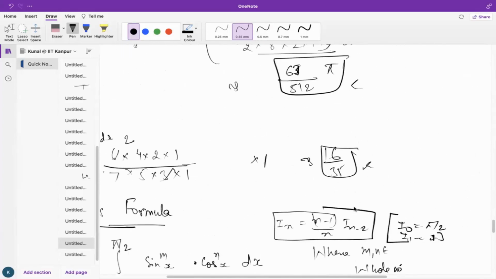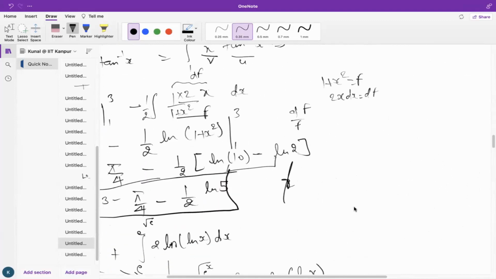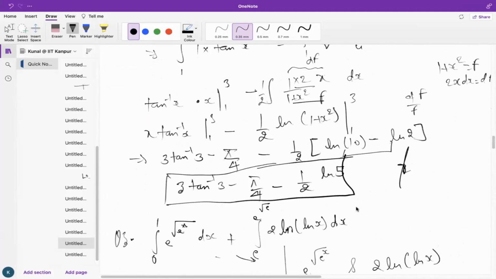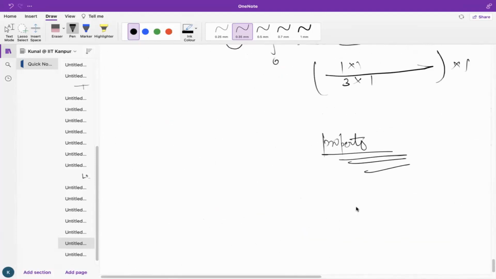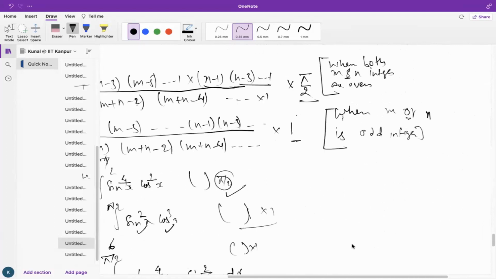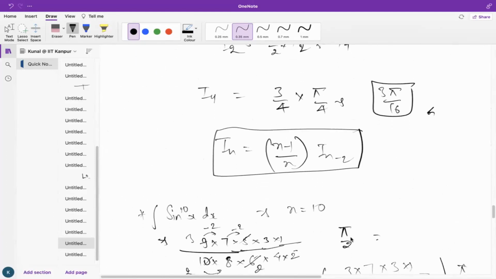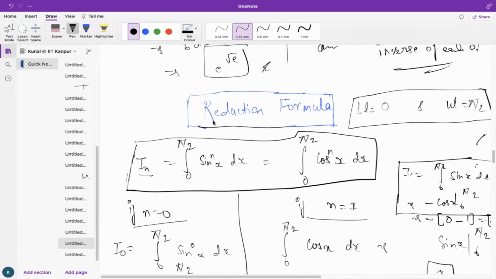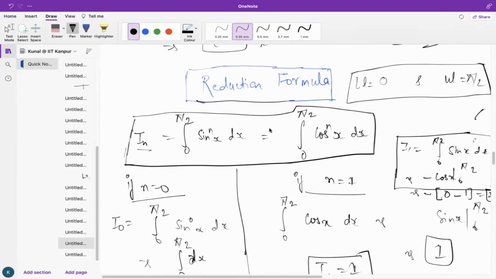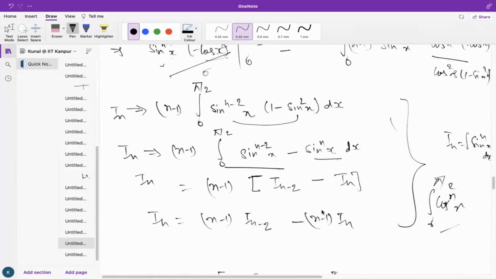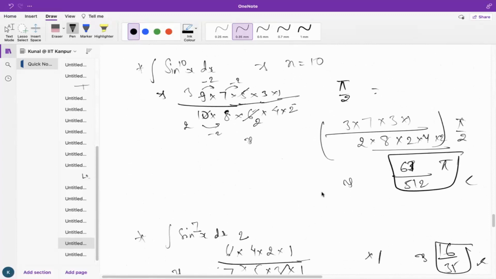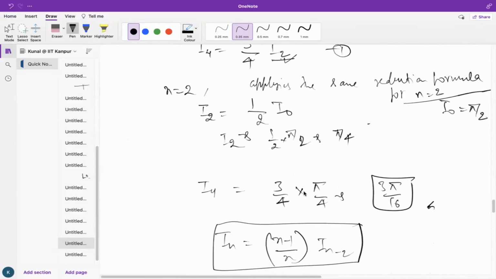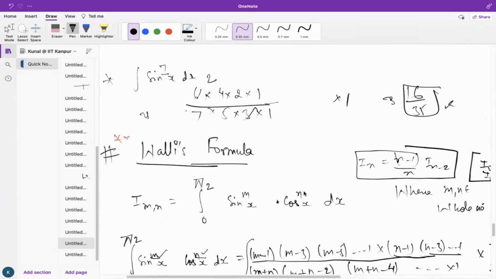Try to revise all the things we learned today. These things are highly important and mostly asked in JEE Advanced, not in JEE Mains. Those properties that we learned today are important. The reduction formula is important, and by the reduction formula we get the Wallis formula. So these two things are important for today's lecture. Try to revise them and do some practice, so that will be better. Okay, thank you.